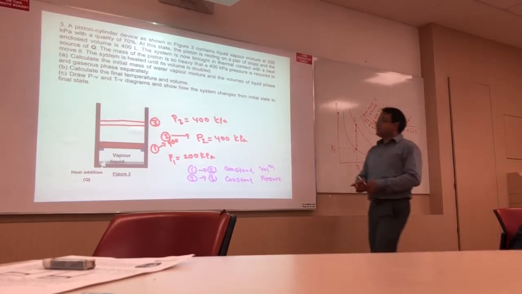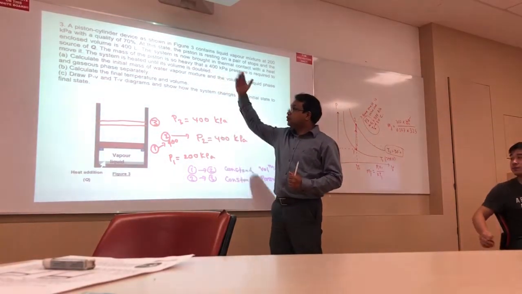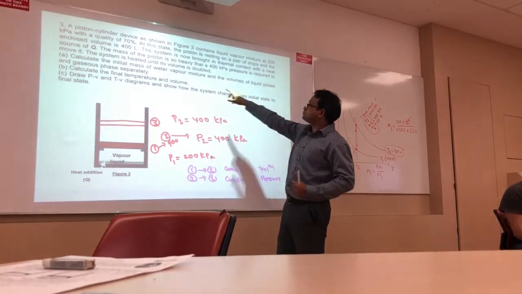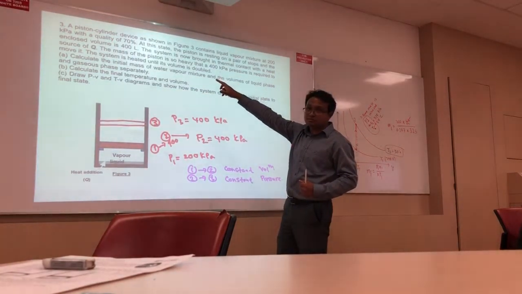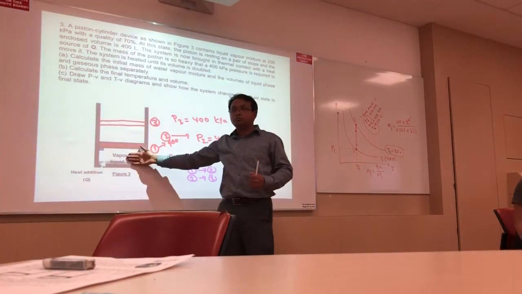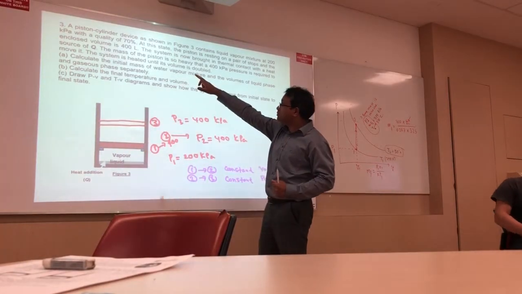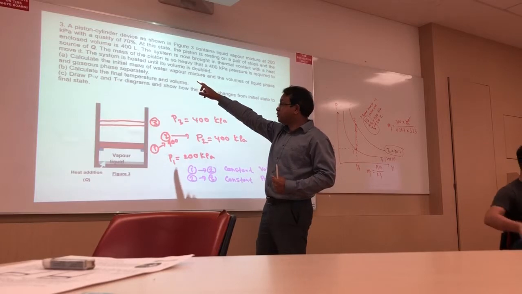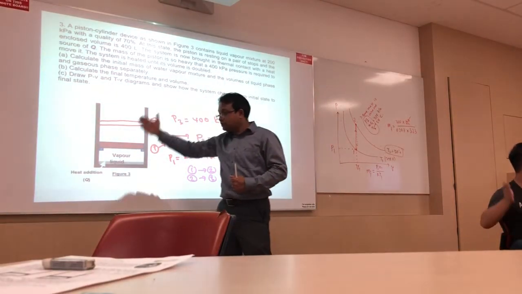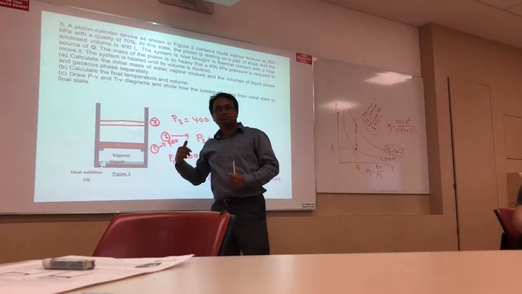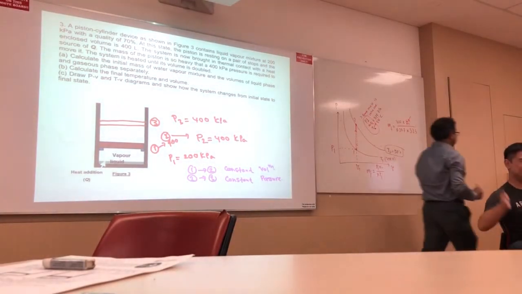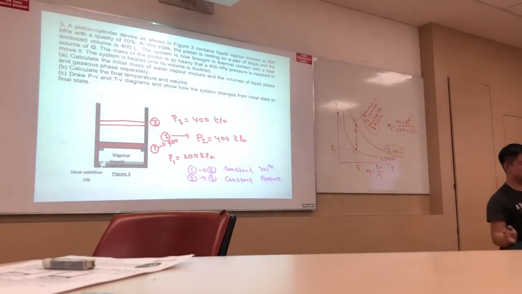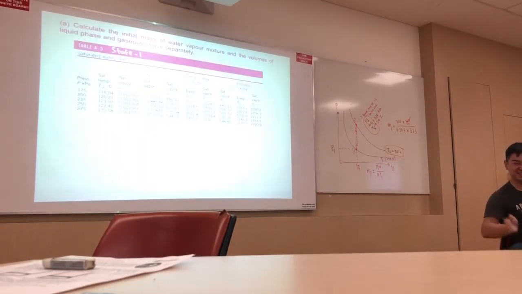And here they give me the pressure and the quality, 70%. Then I can find the initial volume. They also give me the total volume, 400 liter. That means 0.4 meter cube. Then I can calculate the total mass. Okay? May I go to the next slide? Go. Okay.